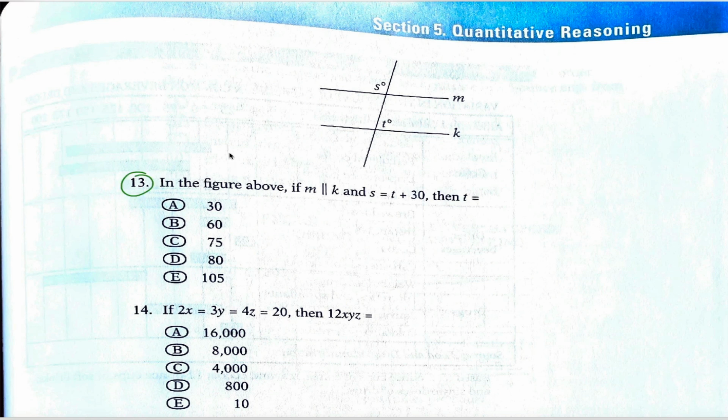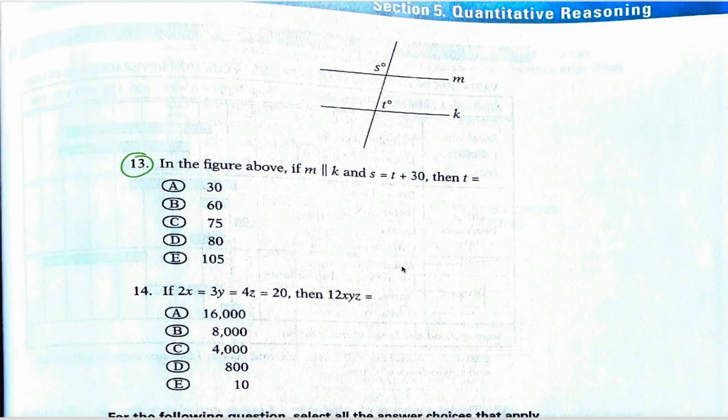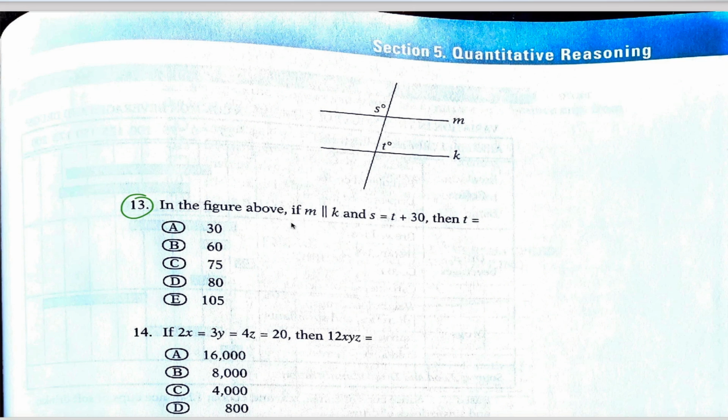All right, question 13 on the GRE practice test number 1. This is section 5. We're dealing with the quantitative problems. Kind of a fun problem after that disaster that was question 12. Question 13 deals with some geometry.